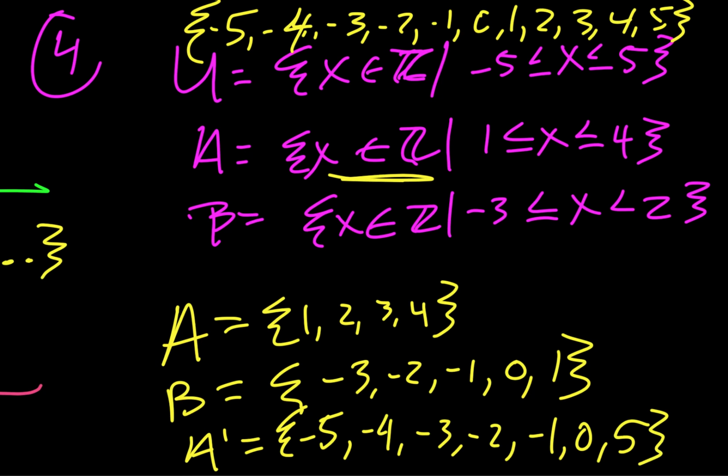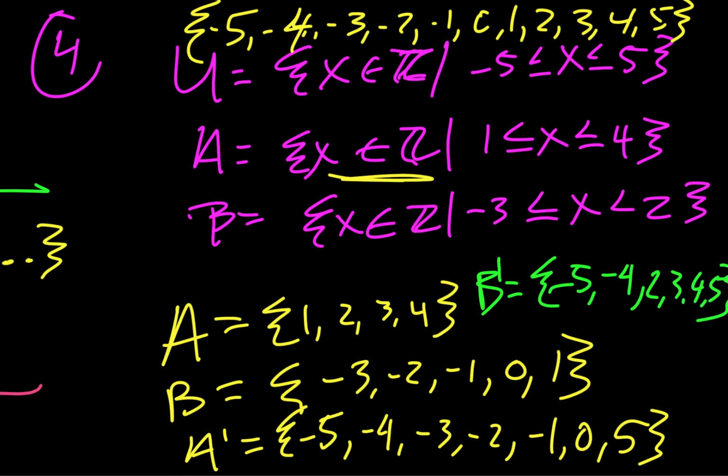Okay, we also need to do complement of B. Similar process, we're going to write everything that's not in B. So we start at -5, -4, -3, 2, -1, 0, 1. And then we go 2, 3, 4, 5. Okay, and what's the next one?